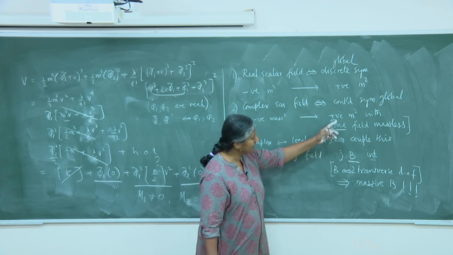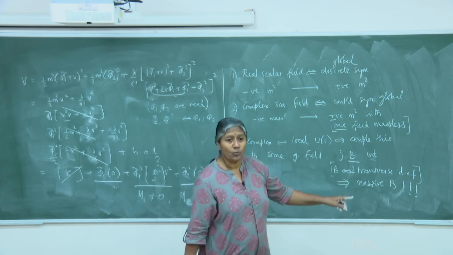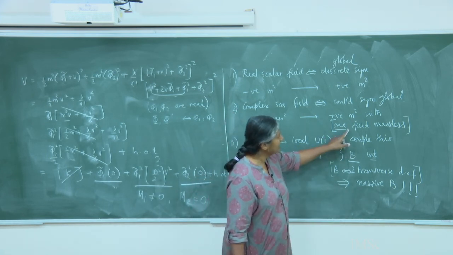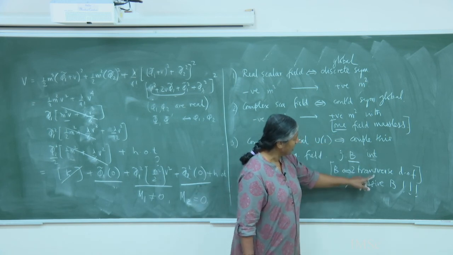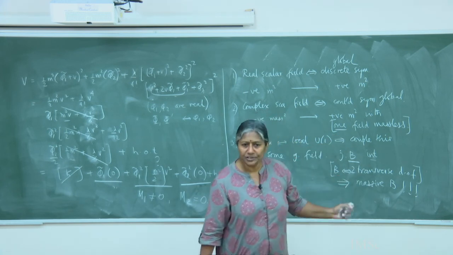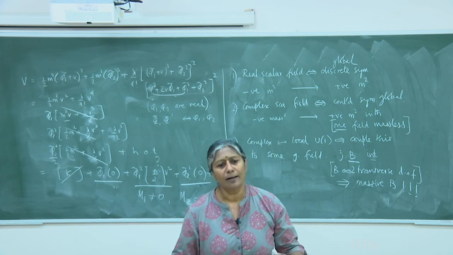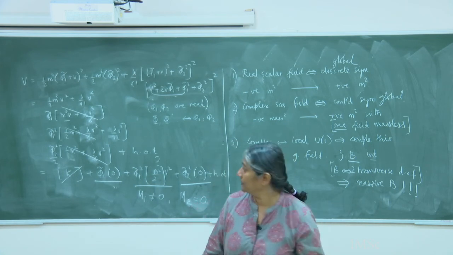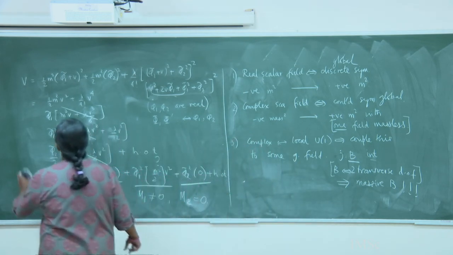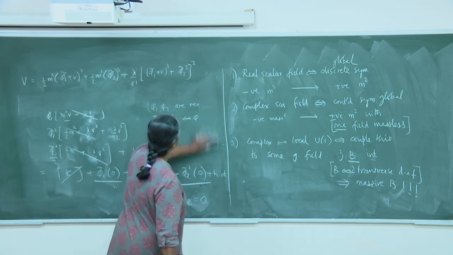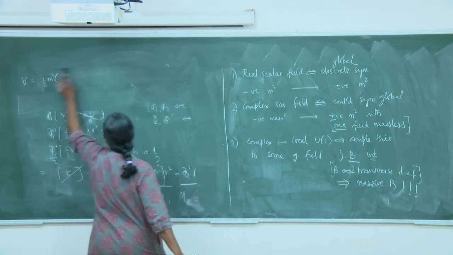But if you couple this to your B field, then what happens is that this massless degree of freedom becomes the longitudinal component of this vector field and gives you a massive vector gauge mediator field. So that is what we are going to see now. So what will I write now? Let me write my Lagrangian.